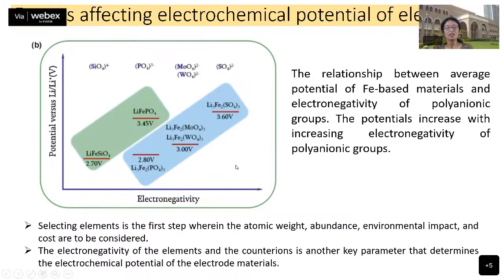So when you are selecting elements, the first step is the atomic weight consideration, its abundance, its environmental impact and cost. And then the electronegativity of the elements and the counter anions is another key parameter which is going to determine the electrochemical potential of your electrode materials.